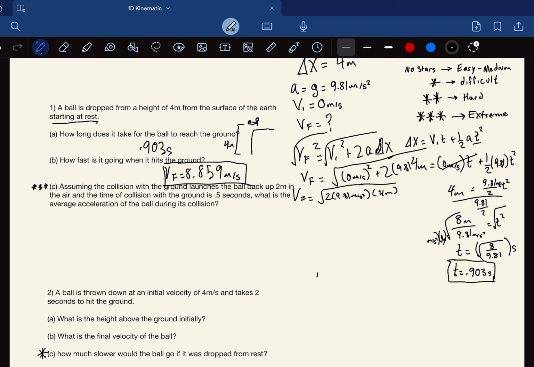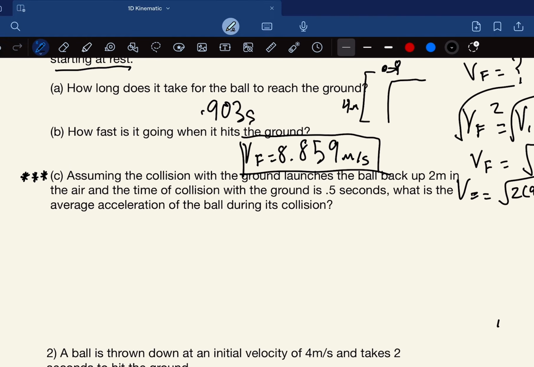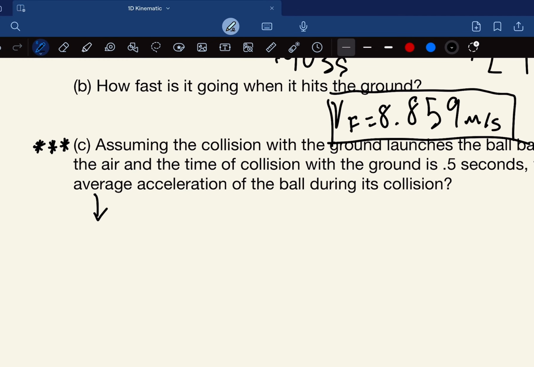Now, assuming the collision with the ground launches the ball back up 2 meters in the air, and the time of collision with the ground is 0.5 seconds, what is the average acceleration of the ball during its collision? So, we know from the previous problem that the velocity of the ball as it hits the ground is 8.859 meters per second.